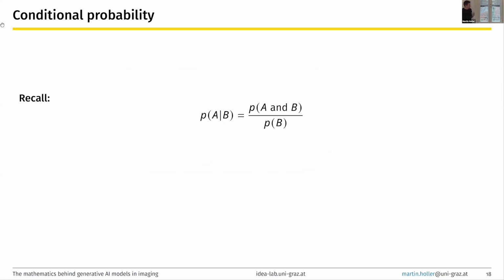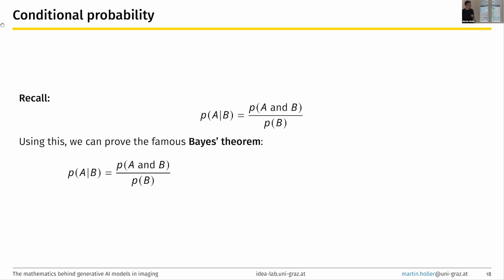So now we go one step further. Now we come to the one and only proof of this lecture. Recall again, we have observed that the conditional probability of A given B is the probability of A and B divided by the probability of B. And now using this, we can prove the famous Bayes theorem. So again, we start with what we know, right? The probability of A given B is the probability of A and B divided by the probability of B. And now we do one of the most famous tricks in mathematics. We just do nothing. We multiply by 1.